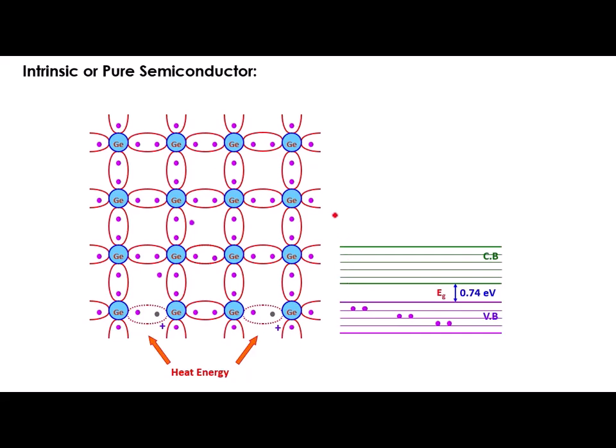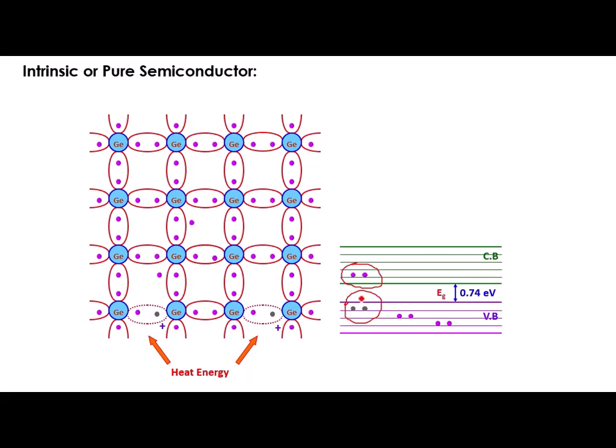Now, in this band picture, when you are supplying heat, electrons are getting excited from the valence band to the conduction band. At the same time, they are leaving behind deficiencies of electrons, called holes. These are called deficiencies of electrons, or holes, and these are the excited electrons. And the number of electrons in the conduction band will definitely be equal to the number of holes in the valence band.